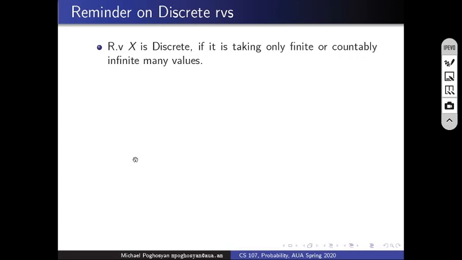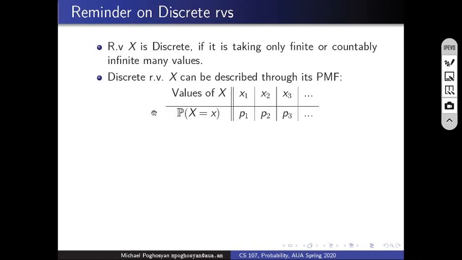Okay. Now about discrete random variables. A random variable x is discrete if it is taking only finitely or countably infinitely many values. And if x1, x2, x3, etc. are all values of our x, and the probability of taking the particular value xk is pk, so probabilities are written here, then this table is the PMF of our discrete random variable x. And having this PMF, we can calculate all probabilities concerning this random variable x.